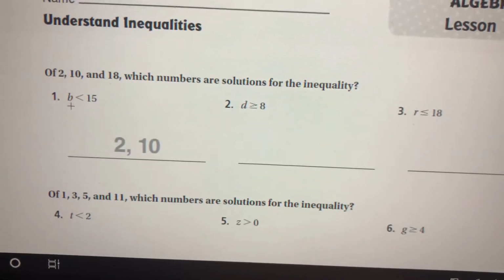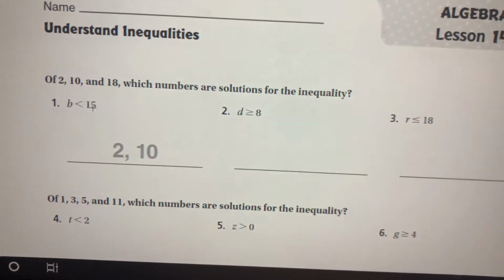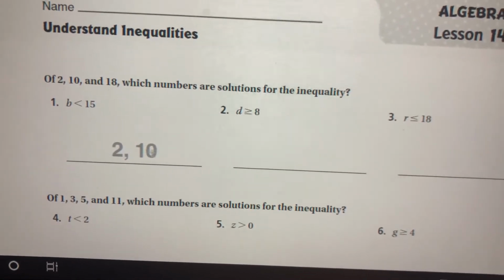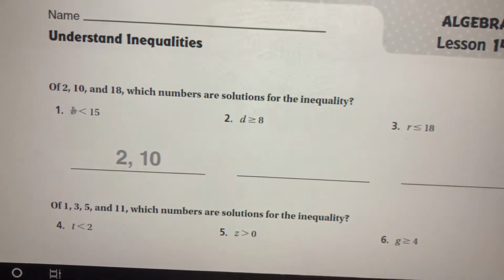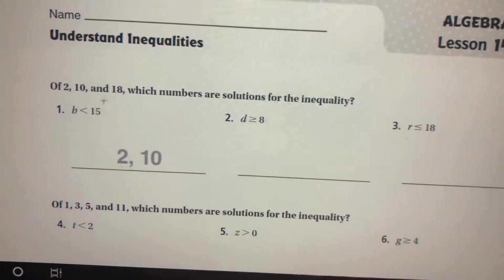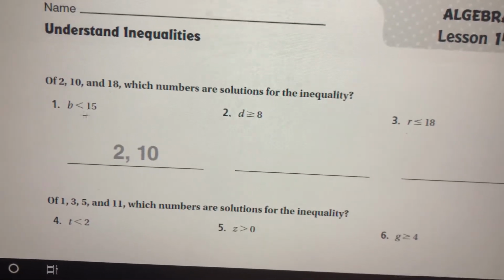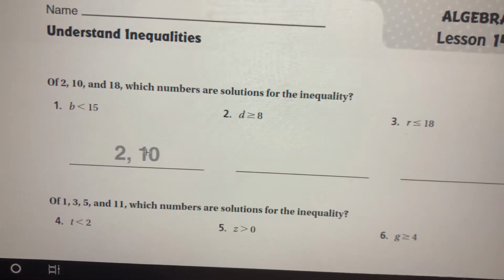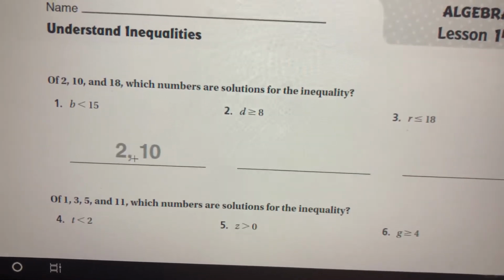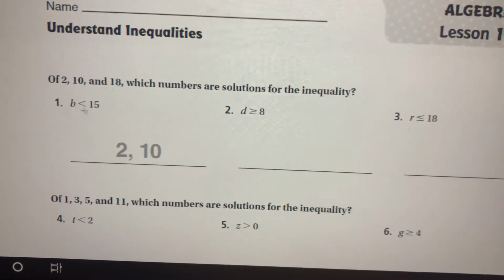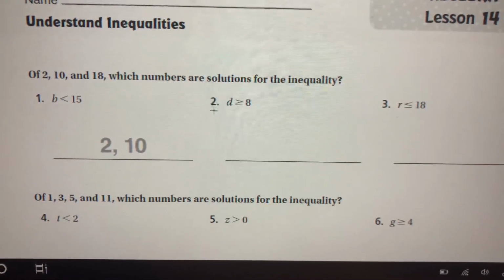So if I were to replace B with 2, you can say that 2 is less than 15, right? And 10 would also work because 10, if I were to replace it with the B and put 10 here, 10 is also less than 15. You cannot use 18 because 18 is not less than 15. So in this scenario, 2 and 10 would make this inequality true. Therefore, 2 and 10 are the solutions to make this inequality true. Okay, now let's go to number 2.